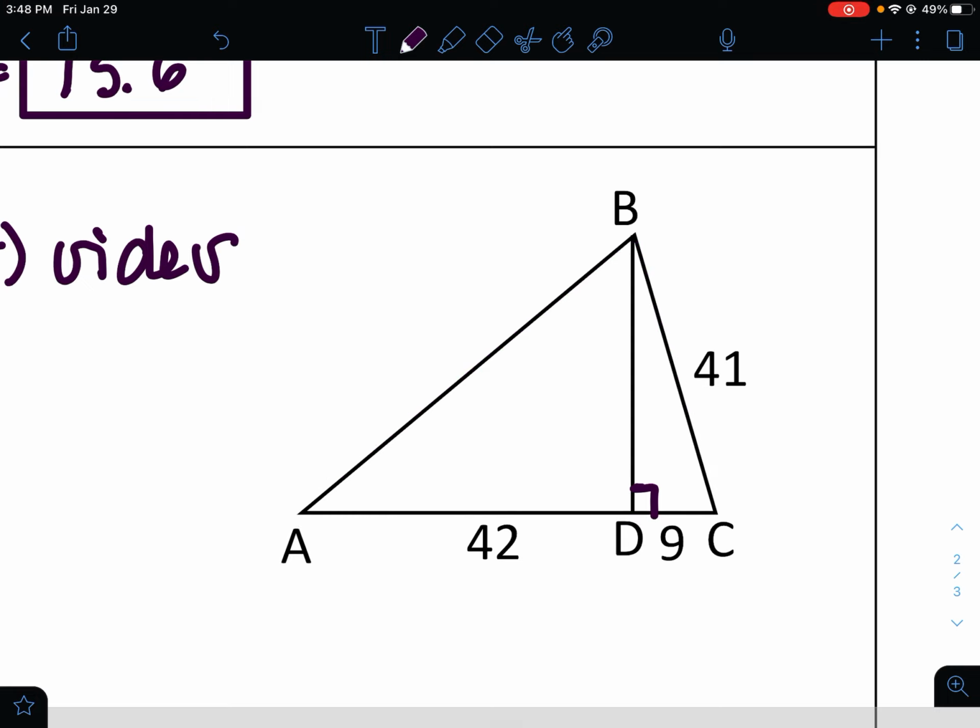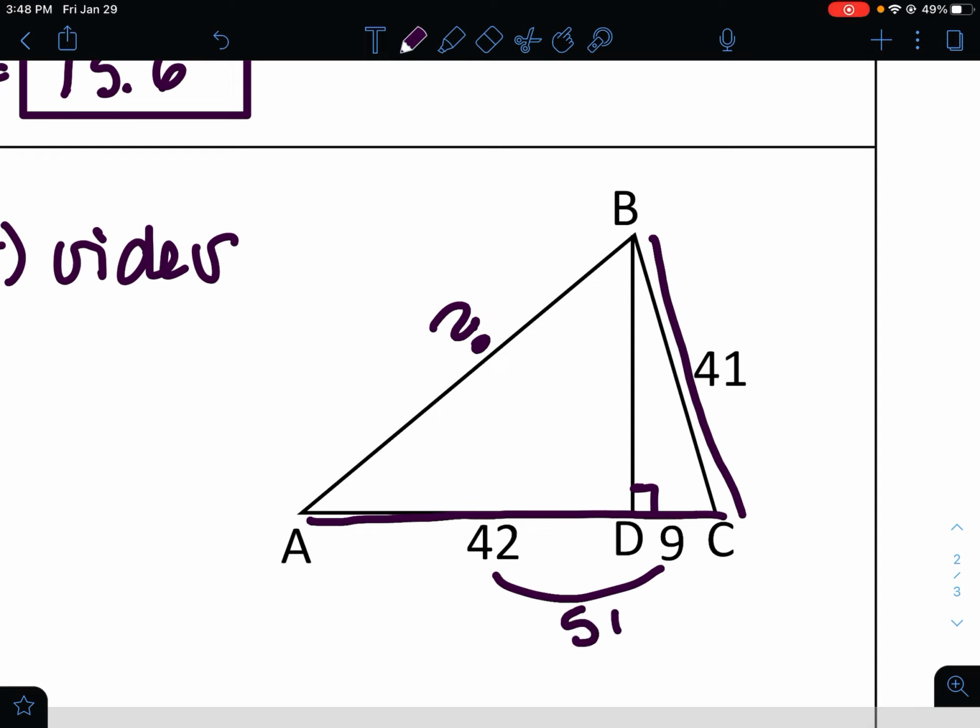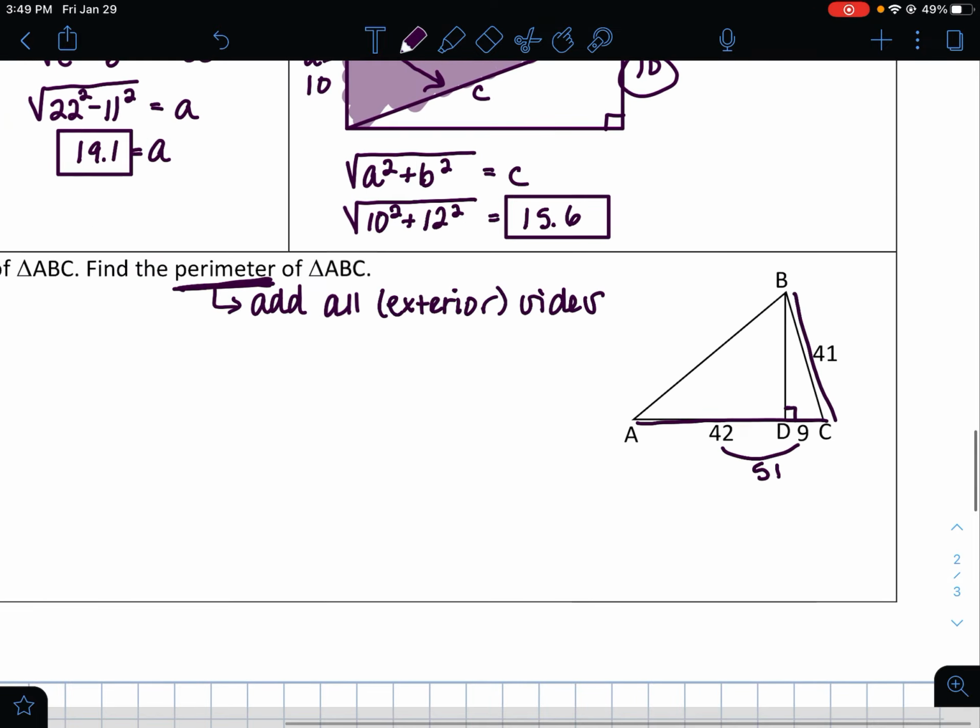Okay, anyway. The first thing we need to do is figure out, well, not the first thing, but we do need to figure out how long AB is. We know BC is 41, and we know AC is, what's that, 51? If we add those two together, we get 51, right? So what we need to do is find AB, and we're going to have to use the Pythagorean Theorem. So we're going to use the Pythagorean Theorem to first figure out the altitude. Once we figure that out, we will use these two to figure out that side over there.